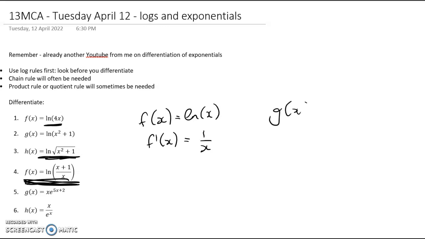The other thing that we've got in these last couple of questions is differentiating e to the power of x. So the derivative of e to the power of x is just e to the power of x.